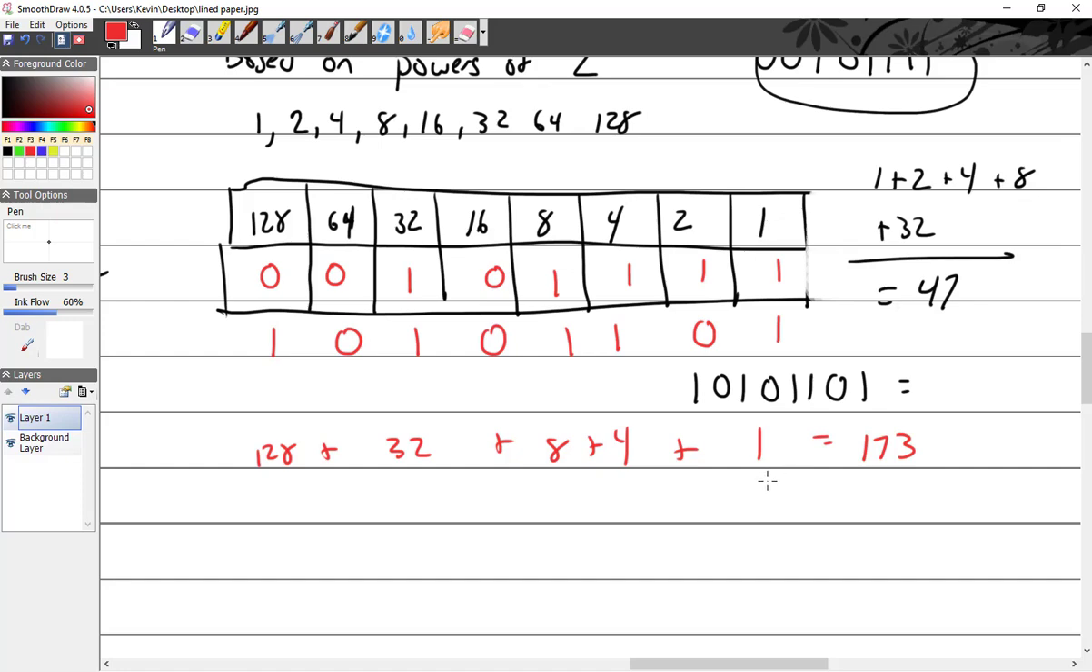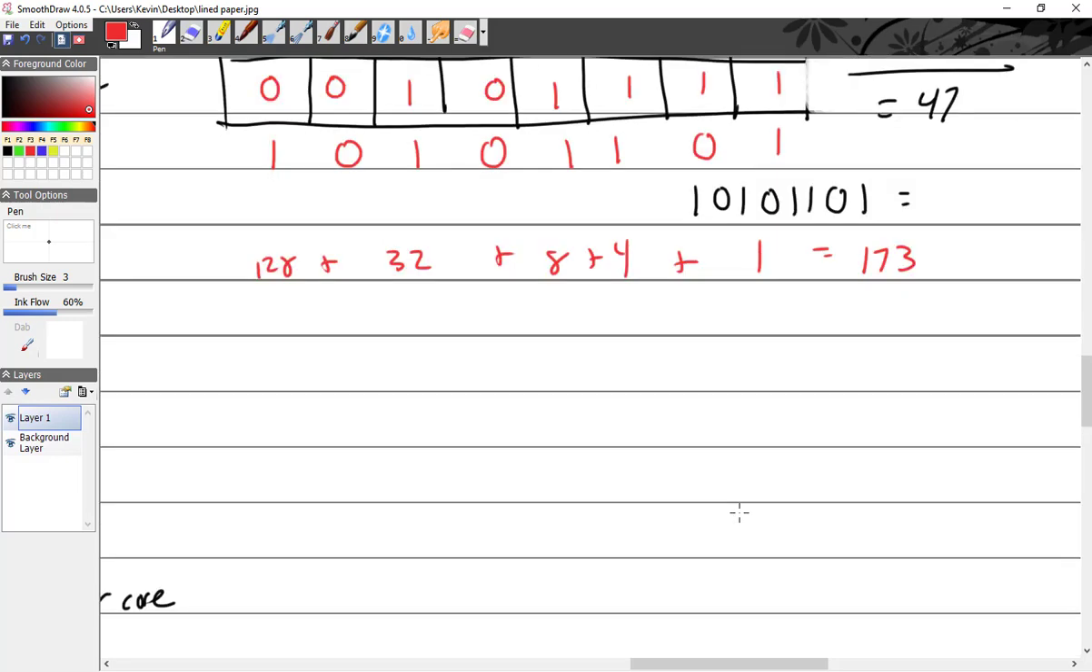Is there a trick to turning, let's say, 50 into binary? Just to make the chart? Okay, so how do we go from 50 back to binary? Okay, so now we have to do it backwards.